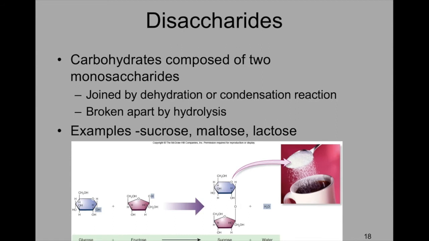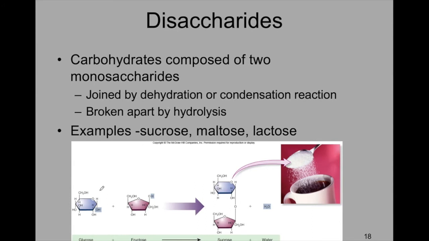Disaccharides are when we have a sugar that's made up of two monosaccharides bound together. When glucose binds to fructose, we end up with sucrose, which is our simple table sugar. The bond that occurs between two monosaccharides is referred to as a glycosidic bond. These bonds are formed by a reaction called a dehydration or condensation reaction.